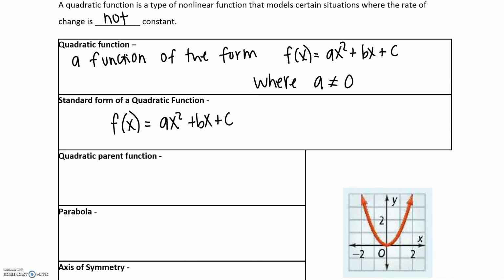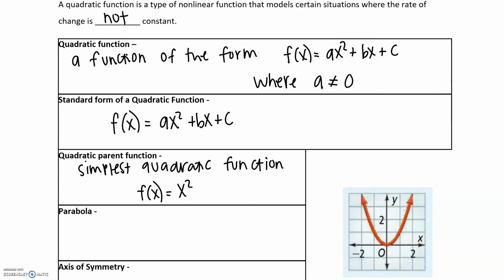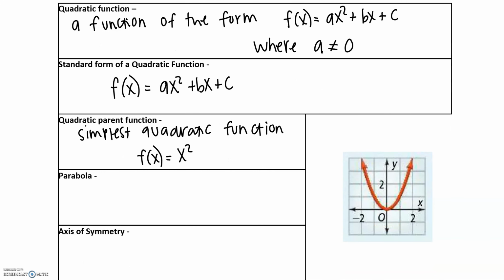The quadratic parent function, we talked about this last semester, is just the simplest form of any function. So the simplest form of a quadratic function is just f of x equals x squared. A parabola is the graph of a quadratic function.